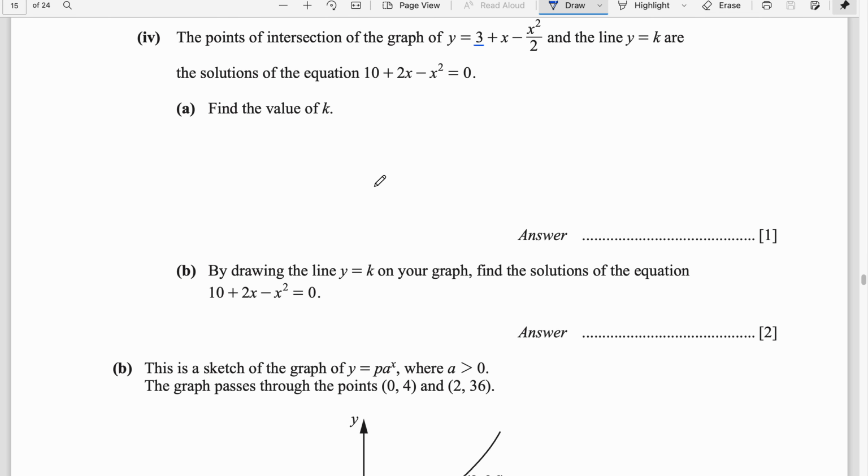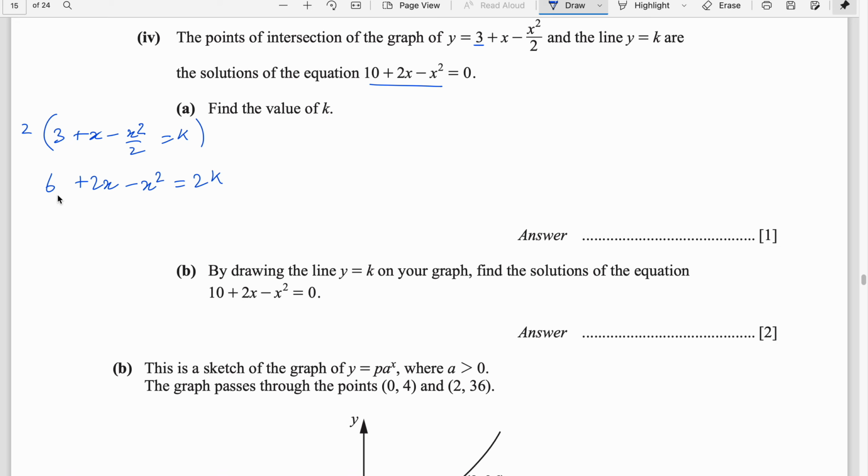Part 4. The point of intersection of the graph, this is the main graph, and the line y is equal to k are the solution of this given equation. So if the intersection of these two is the solution, let us equate them first. So 3 plus x minus x square over 2 is equal to k. Now we have to convert this equation into the given form. As we can see, this is x square, this is x square by 2. Multiply the whole equation by 2 to get 6 plus 2x minus x square is equal to 2k. So most of it is now converted.